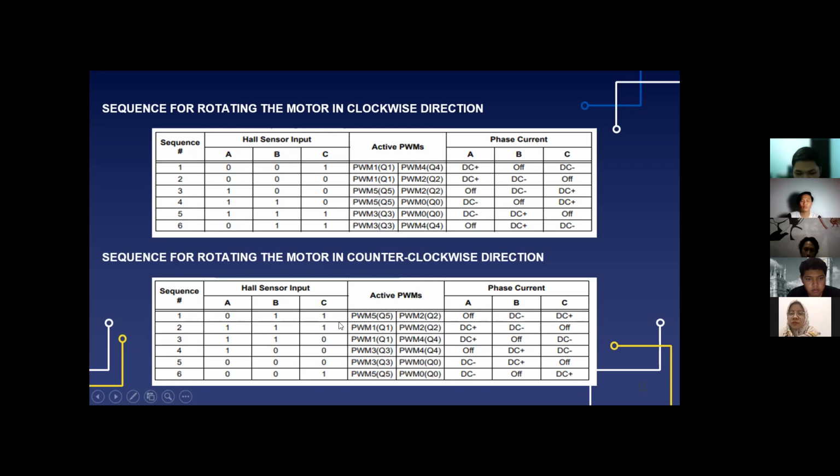For the C winding, it is positive for the counterclockwise direction, and negative for the clockwise direction. So the polarity is reversed, and the sequence is reversed too. It goes from 6 through 5 and so on. So it's basically the same, just using reverse voltage polarity and reverse sequence.